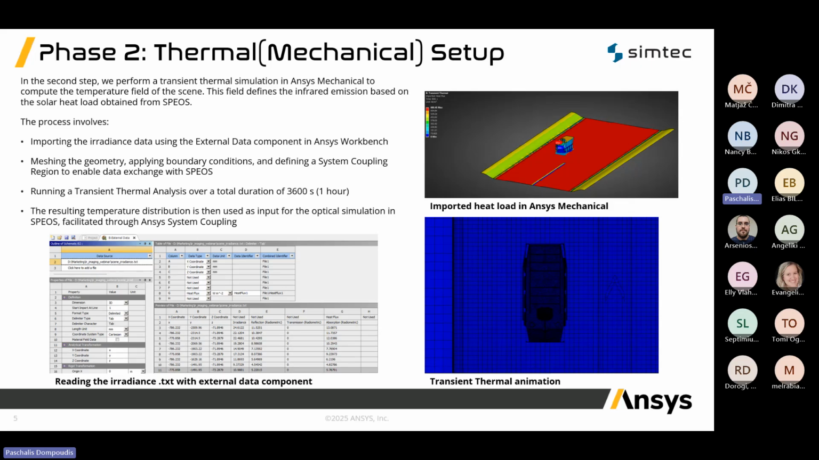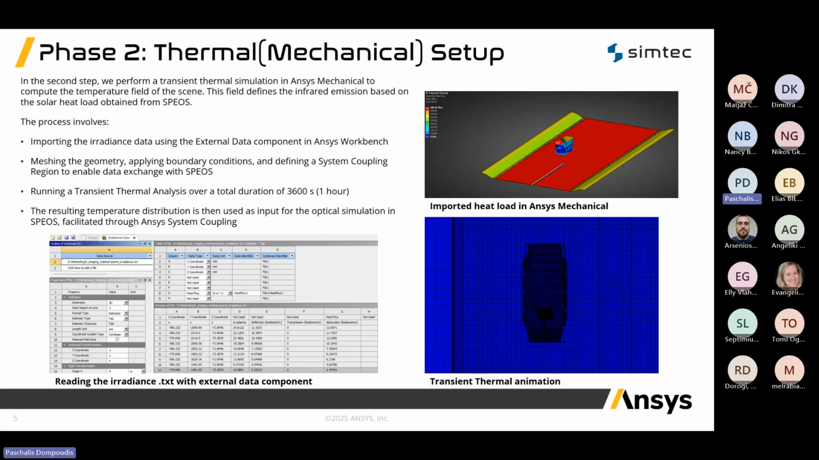For that, we use the external data component in Ansys Workbench, which maps the heat values onto our 3D model. The image on the top right shows the imported heat load applied to the scene in Ansys Mechanical. Next we set up the thermal simulation. This involves meshing the geometry, applying boundary conditions, contact regions, and finally, and most importantly, defining a system coupling region. This region is the interface that allows Mechanical to communicate and exchange data with SPEOS in our coupled workflow.